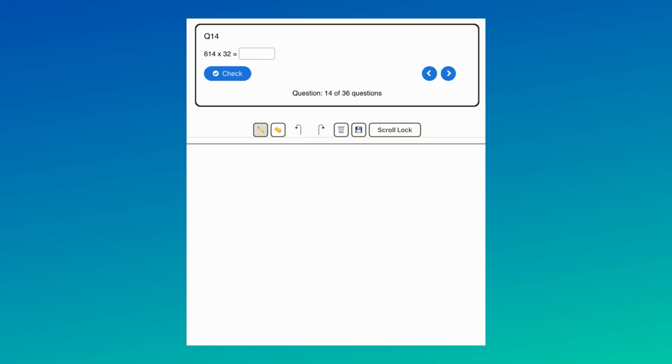Question 14, long multiplication. 614 times 32. 2 times 4 is 8. 2 ones are 2. 2 sixes are 12. So that's our first row, which is actually the answer to 2 times 614.